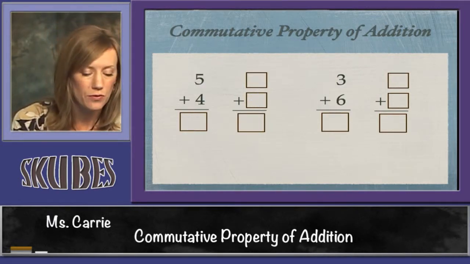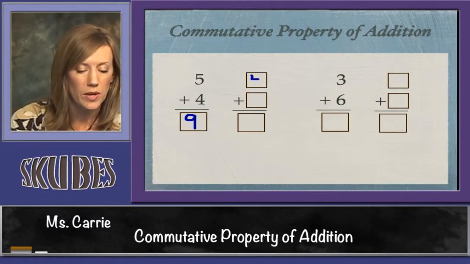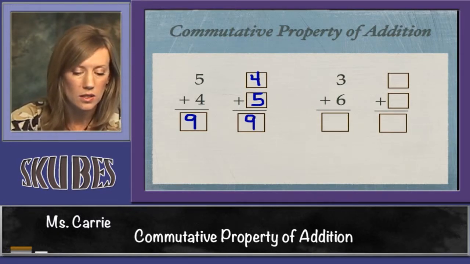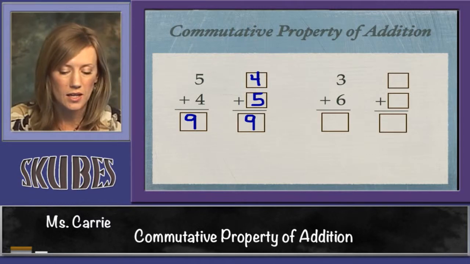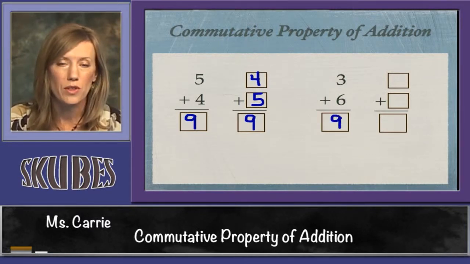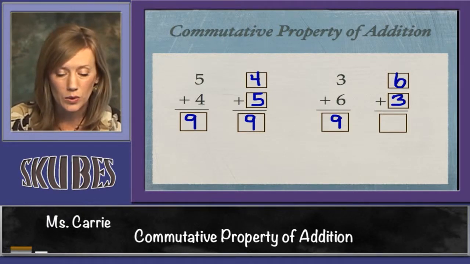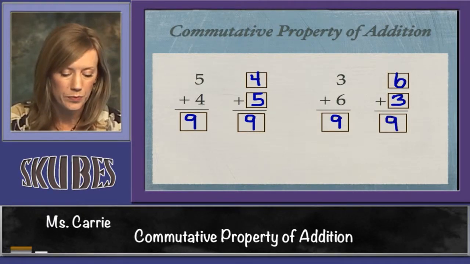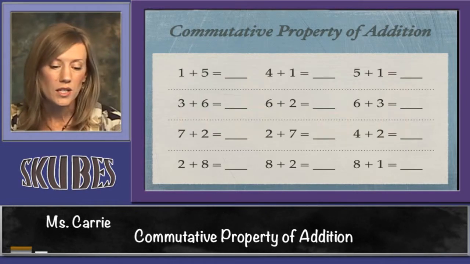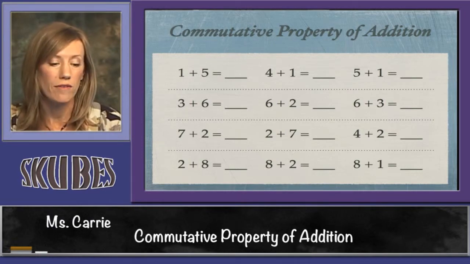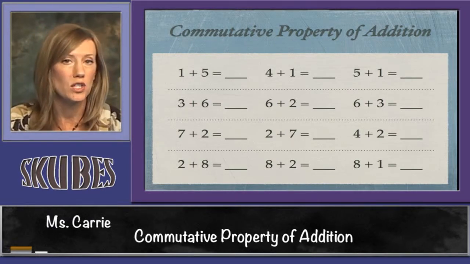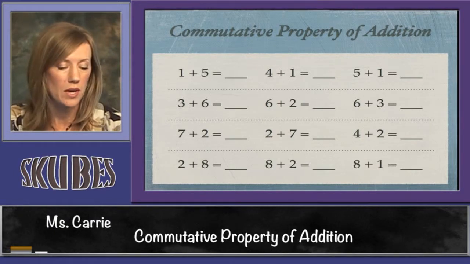Let's try some more. We know that 5 plus 4 is 9. So if we flip those two numbers, now we have 4 plus 5 equals 9. We know that 3 plus 6 is 9. And if we flip the 3 and the 6, we get 6 plus 3, and that's equal to 9 also. Now let's look at some rows of problems and see if we can identify which ones have the commutative property. Remember, that just means that you flip the two numbers and get the same answer.